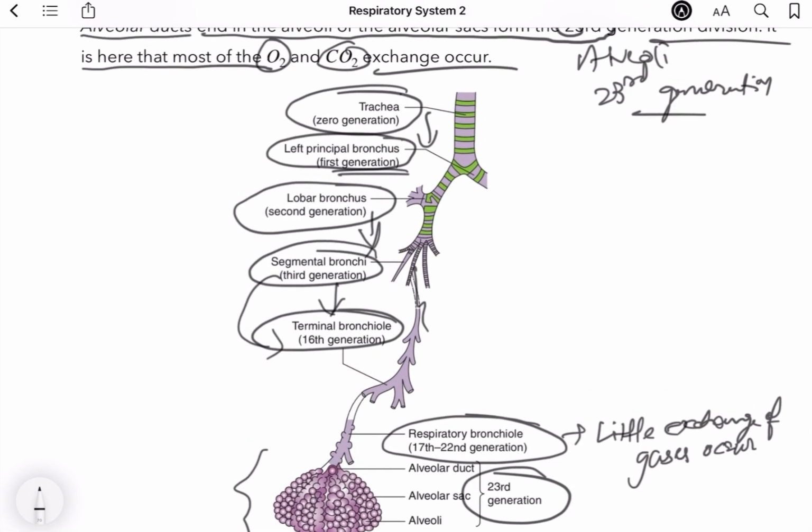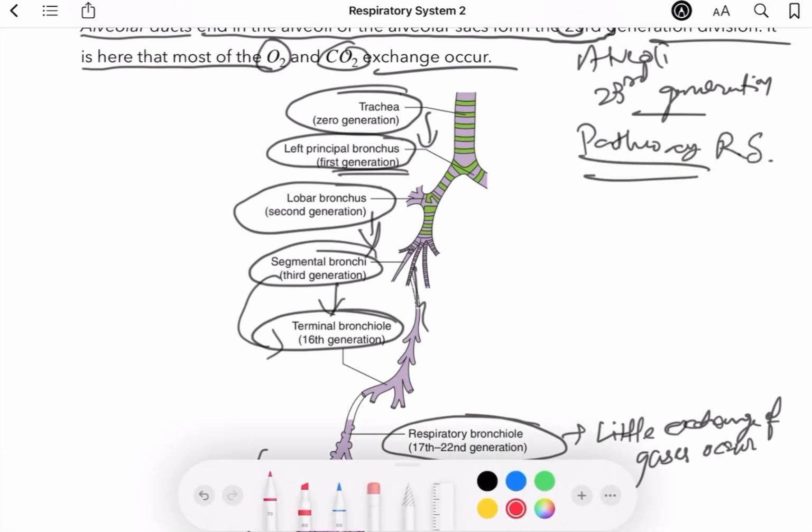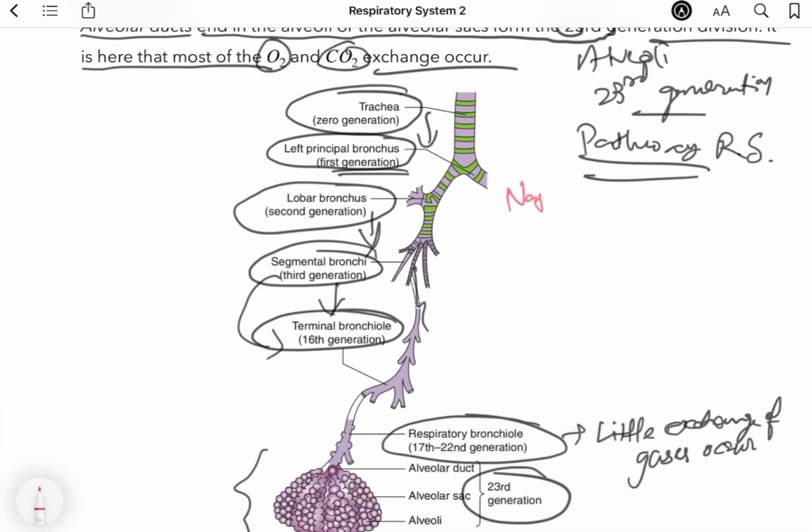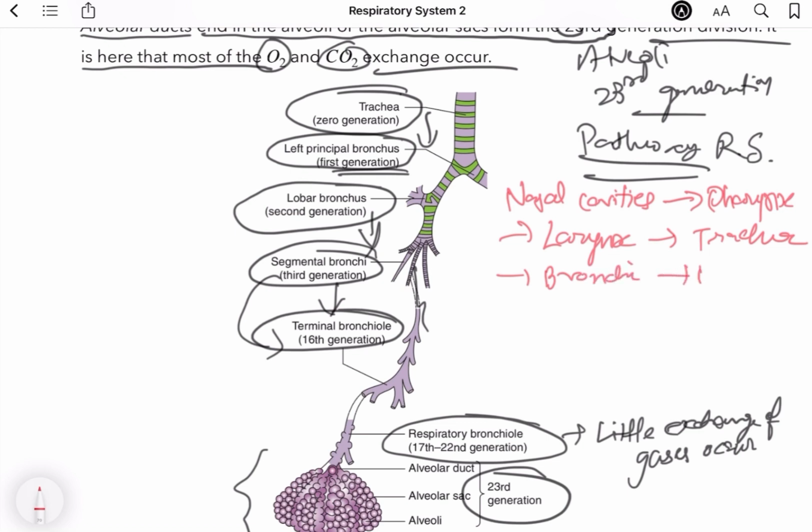Clear? Now one more thing to remember here, that is the pathway of the respiratory system. That is the nasal cavities, exterior and interior. From the nasal cavities it comes to the pharynx. In the pharynx you can write the types, laryngopharynx, oropharynx. From the pharynx it comes to the larynx. From the larynx it comes to the trachea. From the trachea it comes to the bronchi. From the bronchi it comes to the bronchioles. From the bronchioles it comes to the alveoli, and from the alveoli it comes to the lungs. This is the respiratory pathway, how particles in air travel. Remember this, okay?